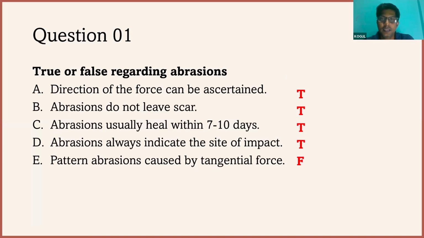Abrasion always indicates the site of impact. That is also true, no? But contusion can occur other than at the site of impact. Indirect fracture can occur other than at the site of impact. Laceration, even here, degloving laceration and other forms of laceration, can occur at other sites of the force. But abrasion, cut injury, and stab injury indicate the site of the impact.